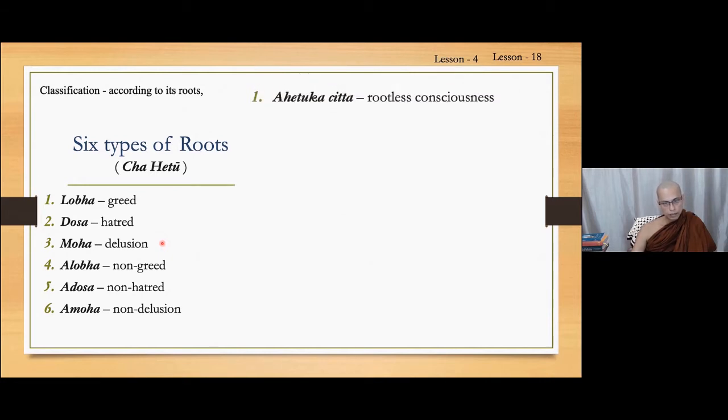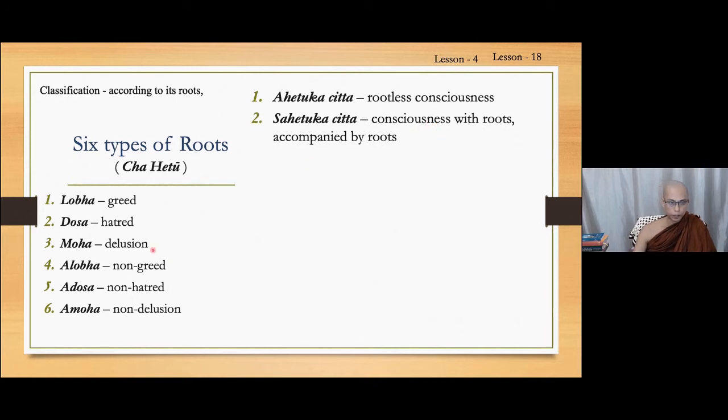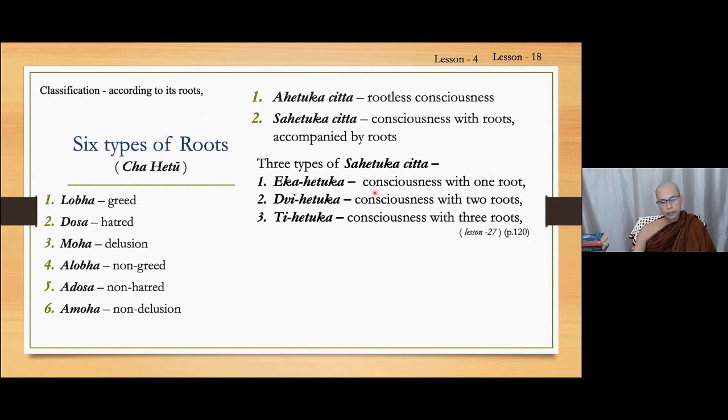Then when the consciousness arises, if there are no mental factors or roots accompanying, that consciousness is called rootless consciousness. And when the consciousness arises, if any of the 6 types of roots accompany, that is called sahetuka, consciousness with roots or accompanied by roots. So ahetuka citta and sahetuka citta.